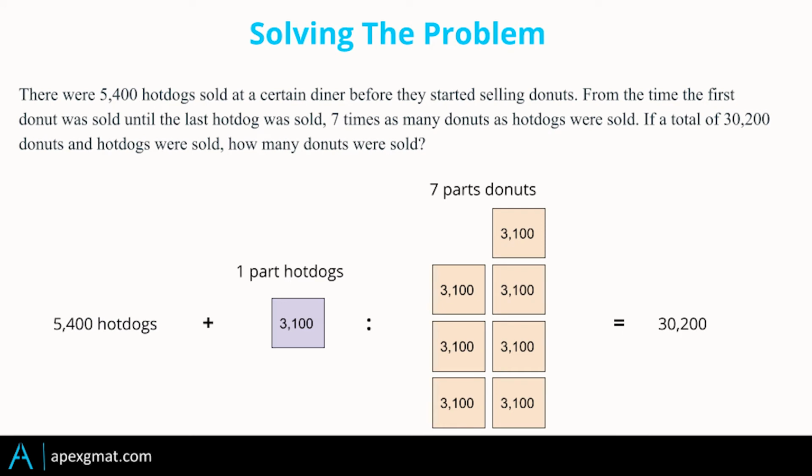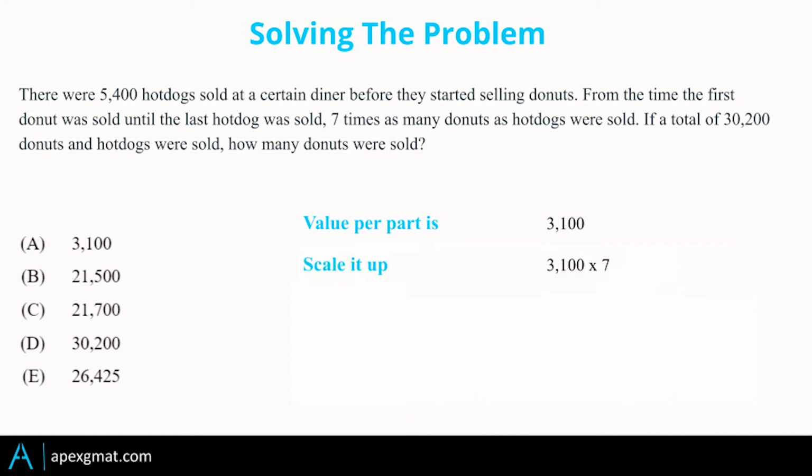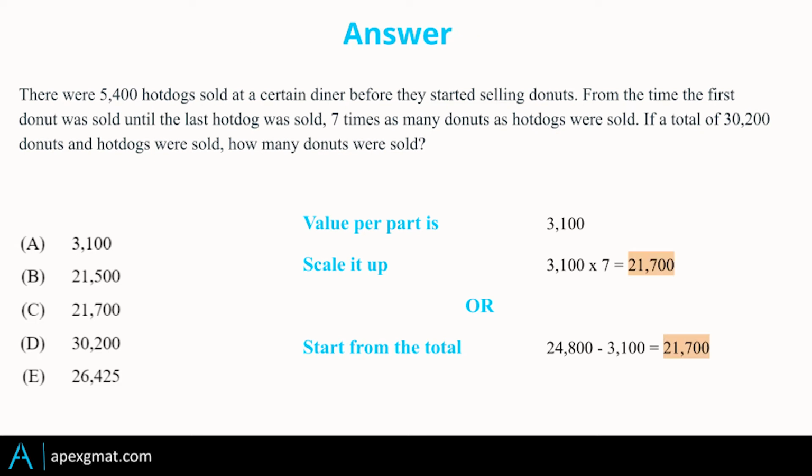Each part is 3,100, and we're concerned with the 7 parts. So we can either scale that 3,100 up by 7 into 21,700. Again, the math works out super smoothly. Or we can take the 24,800, knock off 3,100, and get to that 21,700.